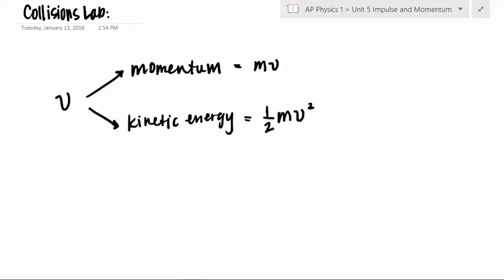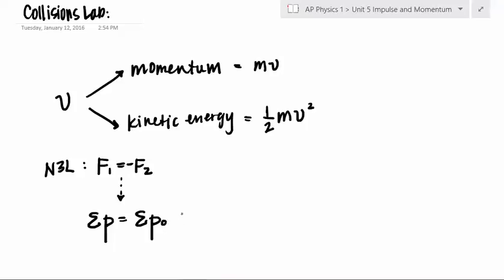Very good. Okay. And yesterday we went through and we used Newton's third law, that for every force there is an equal and opposite force between two bodies, to show the result of doing that and substitution was that the sum of the final momentum is equal to the sum of the initial momentum. And that led us to say that this shows that momentum is conserved.